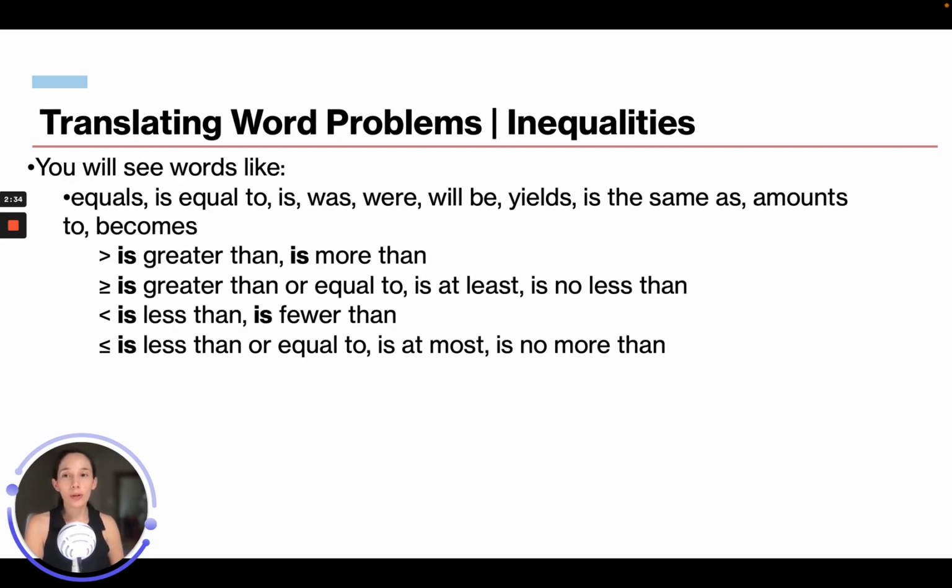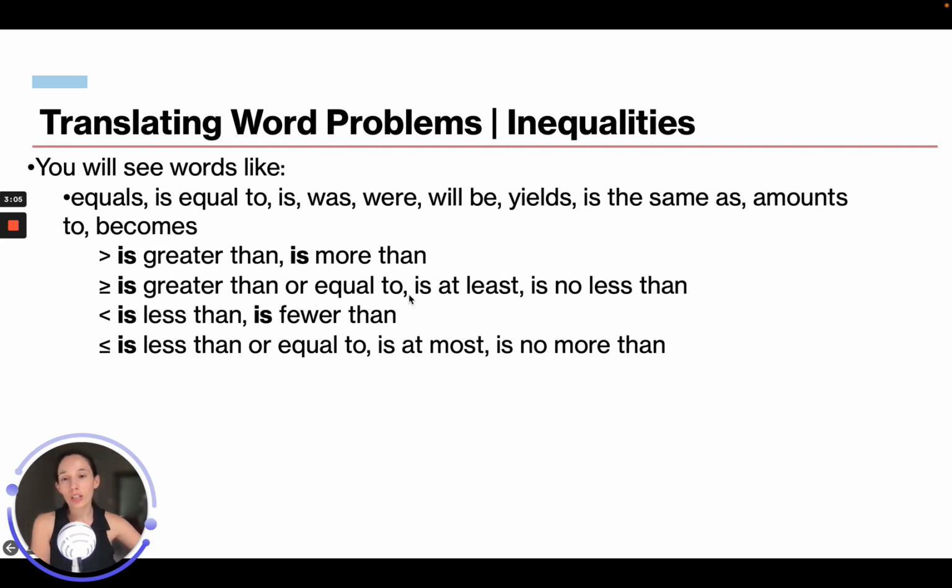So we also want to be able to translate word problems when it comes to inequalities. So you'll see words like equals, is equal to, is, was, were, will be, yields, is the same as, amounts to, becomes. So we need to know what this means. Is greater than or is more than is going to give us the alligator eating the bigger number. So something is greater than something else, so we would use this symbol.